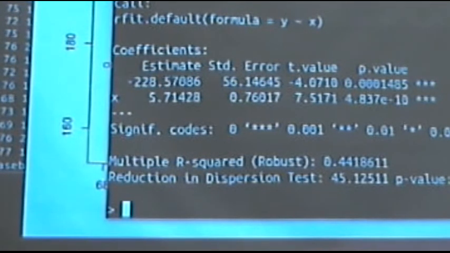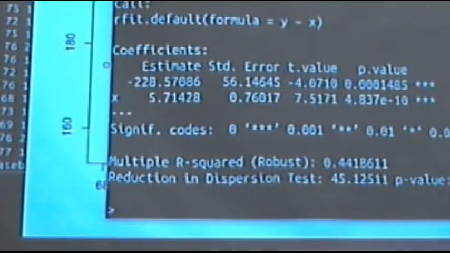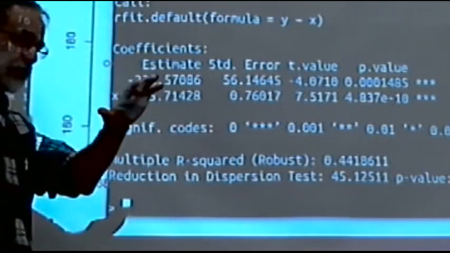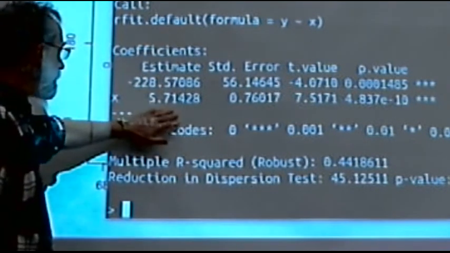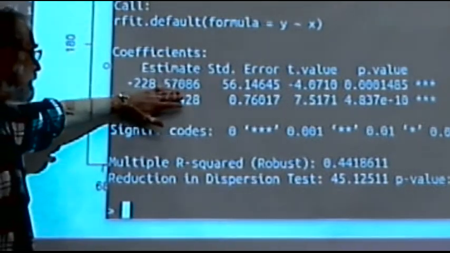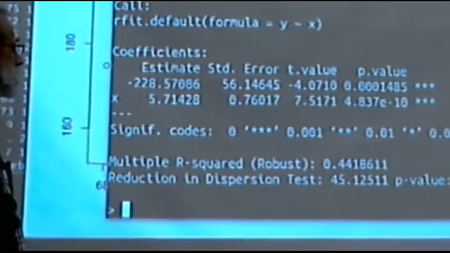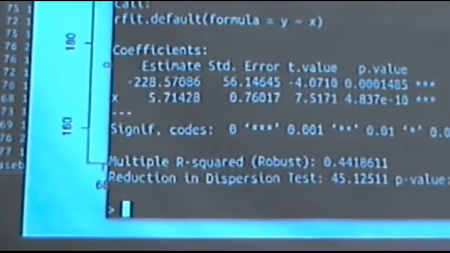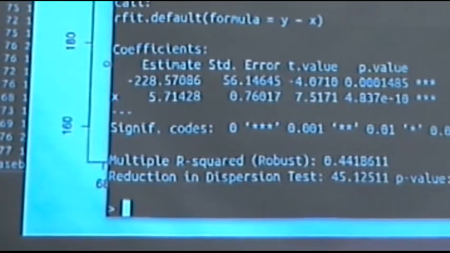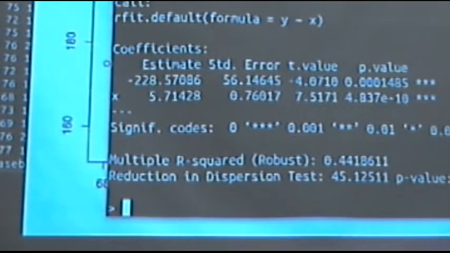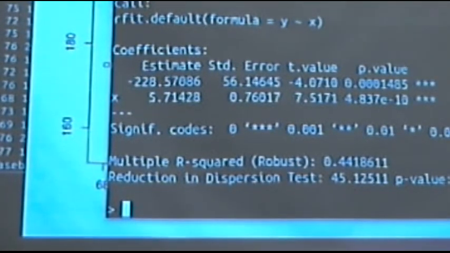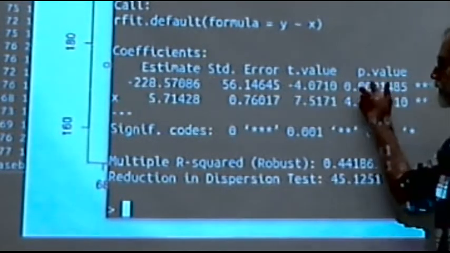So the estimate of slope is 5.7, so for every inch in height, you predict a baseball player to increase weight by 5.7 pounds. The intercept has no meaning whatsoever. It says that for a baseball player who is 0 inches tall, you predict his weight to be minus 220 pounds. You don't have any data near 0, so you can't use it. You just have to ignore this.